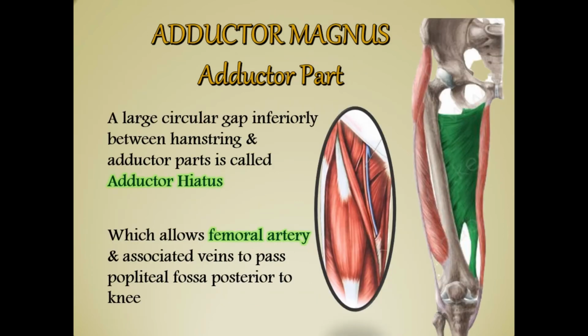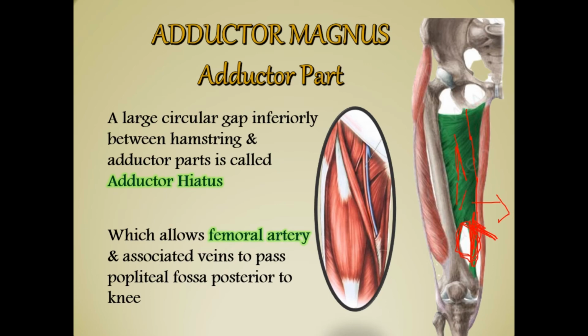Now adductor magnus, adductor part. In this picture you can see the muscle posterior to the adductor part; this one is the hamstring part. So the hamstring part is towards the medial side, and the adductor part is the lateral part. Inferiorly you can see the large gap in between the adductor part and hamstring part. This side will be the hamstring part, most medial, and lateral will be the adductor part.